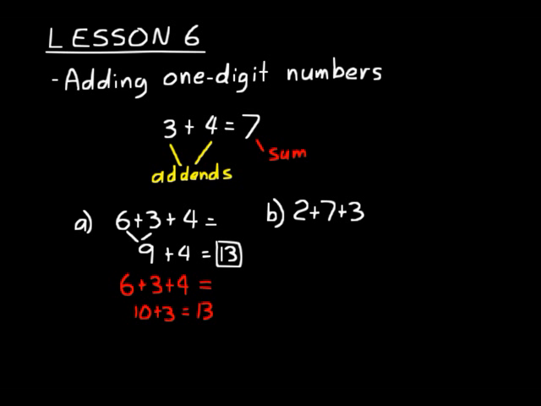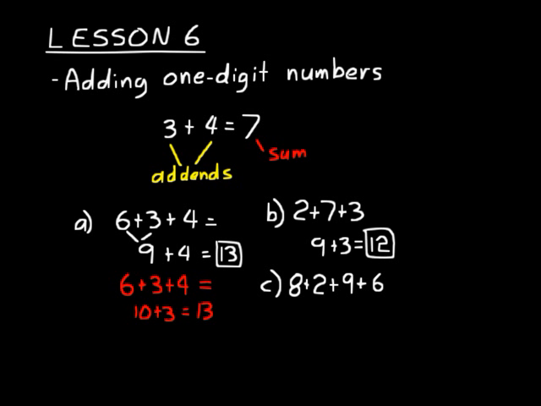Let's do another one. 2 plus 7 plus 3. Let's just go left to right adding in pairs. 2 plus 7 is 9. Plus 3, that would equal 12. So when you have more than two numbers to add together, work in pairs, moving from left to right.